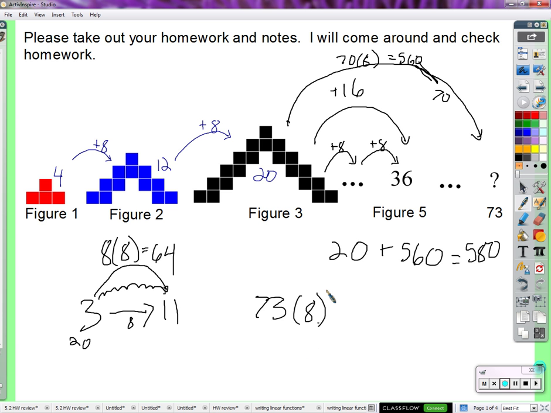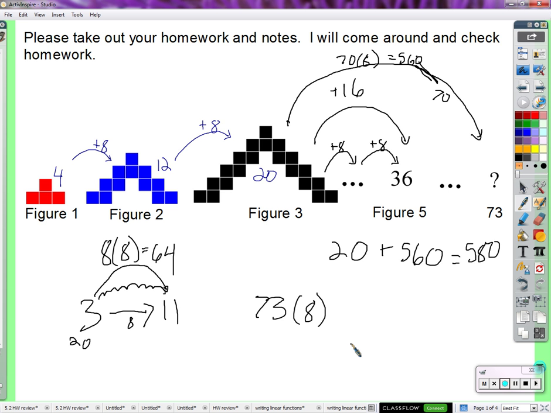Okay, so here's what I want to discuss, because I heard people saying to subtract 4. I never heard a really good reason for why we subtract 4. If I want to say the 73rd figure is 73 times 8, but then I subtract 4, why would you say that? Because figure 1 starts out with 4. Because figure 1 has 4 squares in it. What do you guys think about that? Yeah, that's where it starts out, which is that 4.